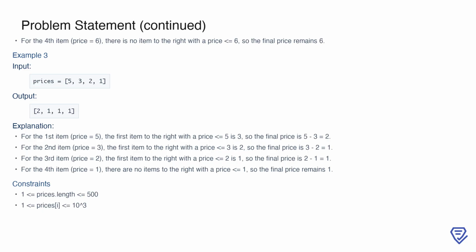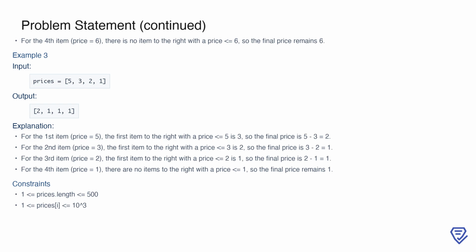Now consider another example with the input prices array, 10, 1, 1, 6. For the first item, priced at 10, the first valid item to the right is 1, so the final price is 10 minus 1, which gives 9. For the second item, priced at 1, the first valid item to the right is also 1, so the final price is 1 minus 1, which results in 0. For the third item, also priced at 1, there is no item to the right with a price less than or equal to 1, so the price remains 1. Finally, for the fourth item, priced at 6, no valid discount exists, so the price remains 6. This means the output for this input is 9, 0, 1, 6.